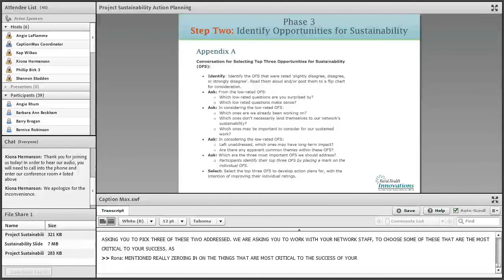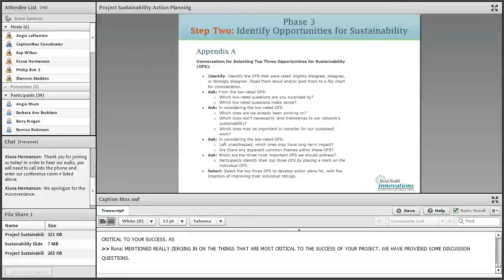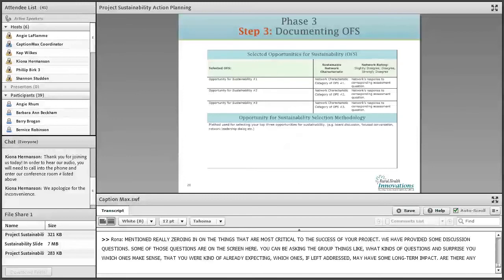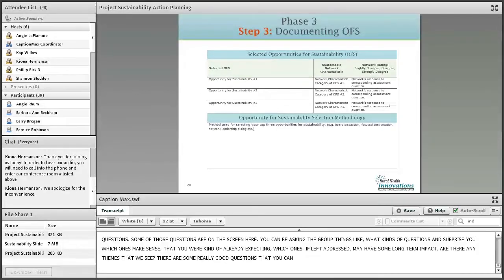And in Appendix A of the guide, we've provided some discussion questions that you can use as you lead the conversations to choose your 3 top priority opportunities to address in your action plan. And some of those questions are on the screen here. So you can be asking the group things like, what kinds of questions surprised you? Which ones make sense that you were already expecting? Which ones, if left unaddressed, may have some long-term impact? Are there any themes that we see? So there are some really good questions that you can use as you have these discussions with your groups.